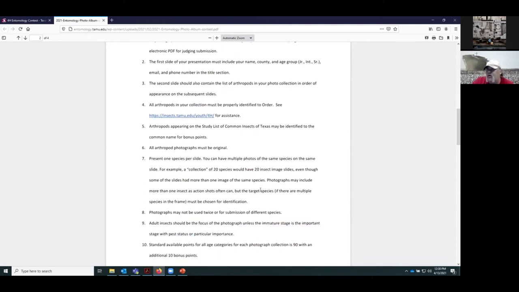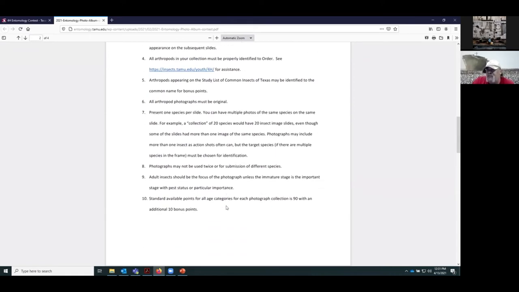Now you need to present one species per slide. Photographs can't be used twice for different species. We'll talk about that here in a second. Adult insects should be the focus unless the immature stage is what's important, i.e. a bollworm or a corn earworm, fall armworm, a pest whose larva is really the target.